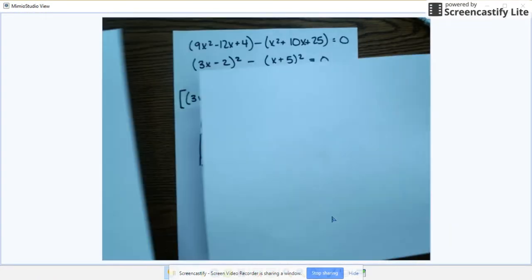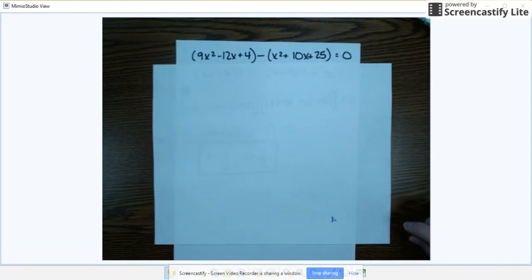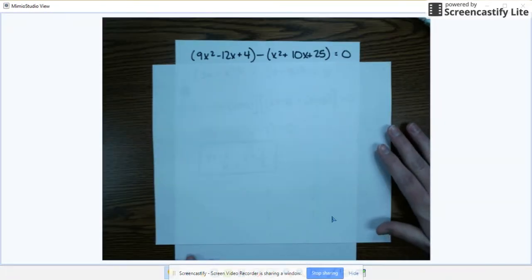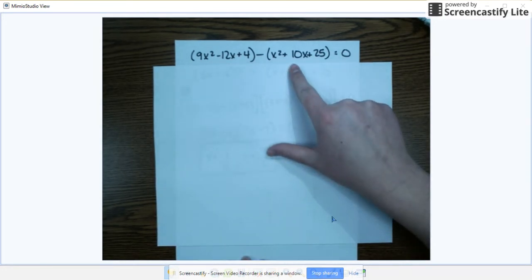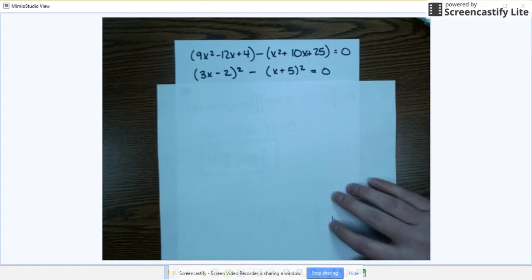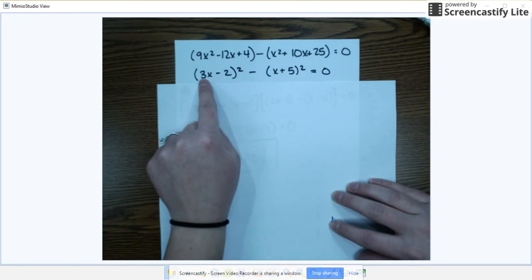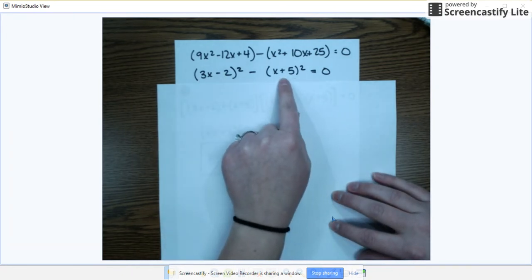One more example. It looks a little more complicated. Here we have 9x squared minus 12x plus 4 minus a trinomial, x squared plus 10x plus 25. So we want to factor each of these. This first trinomial will factor to be (3x minus 2) squared, and then this piece is (x plus 5) squared. So now we have another difference of two squares. This 3x minus 2 happens to be our a value, and x plus 5 happens to be our b value.